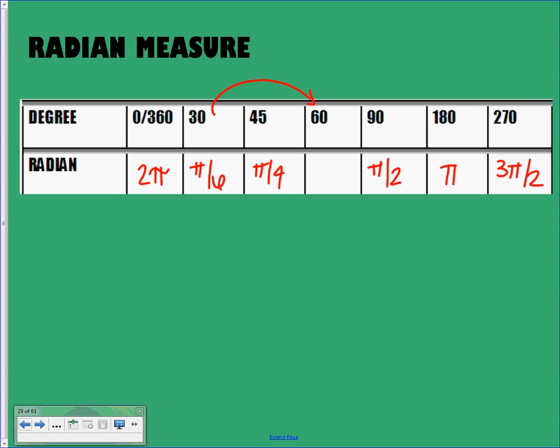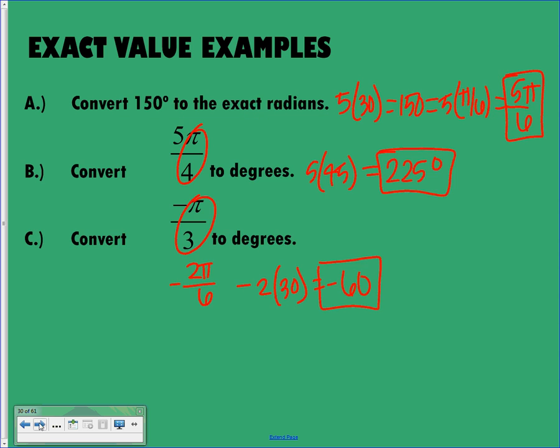60 is a multiple of 30, so you could count that as 2 pi over 6s, which reduces to pi over 3. I just count in terms of 30s, so you don't technically need to memorize that one. So we're mostly dealing in either a 30 or a 45 multiple. Okay, so let's keep going.